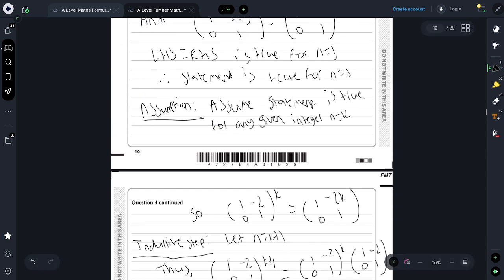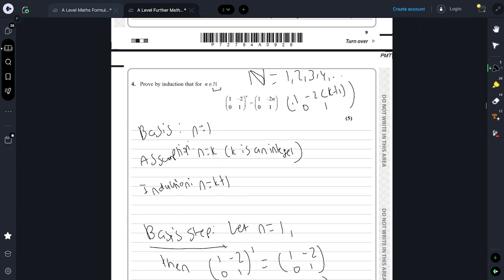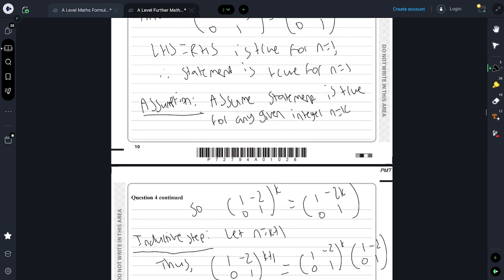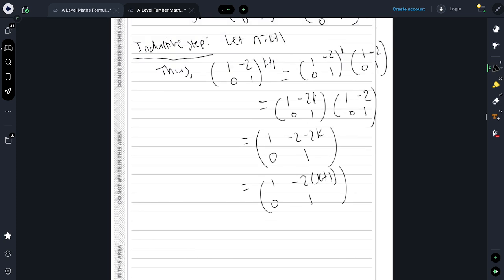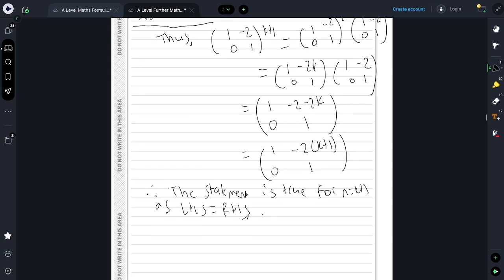Well, this is not exactly the form we wanted. Here, minus 2 of k plus 1. Yes, it is. So we've done it. Therefore, the statement is true for n equals k plus 1, as obviously LHS is equal to the right-hand side. The left-hand side's here, it's the same as the right-hand side. There we go. So that, and this is the conclusion, right?